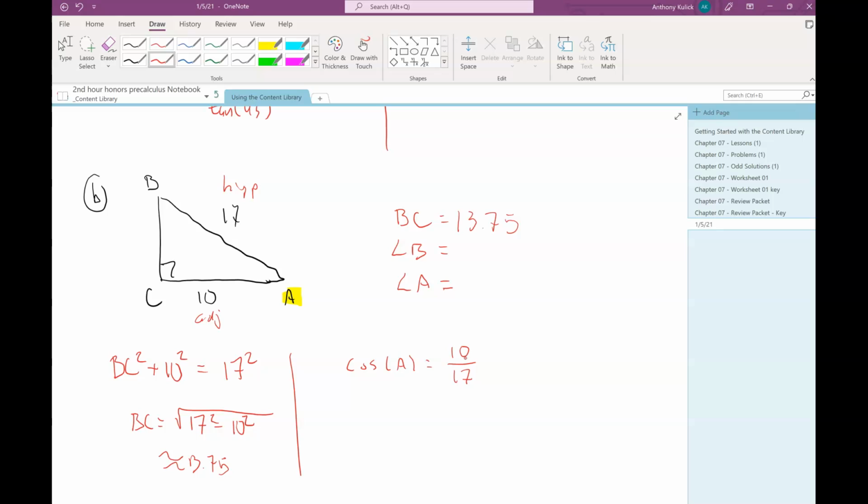Everybody so far so good? Okay, we have to solve this equation for A. How do I get the A by itself? I've got to get rid of that cosine that's in front of it.